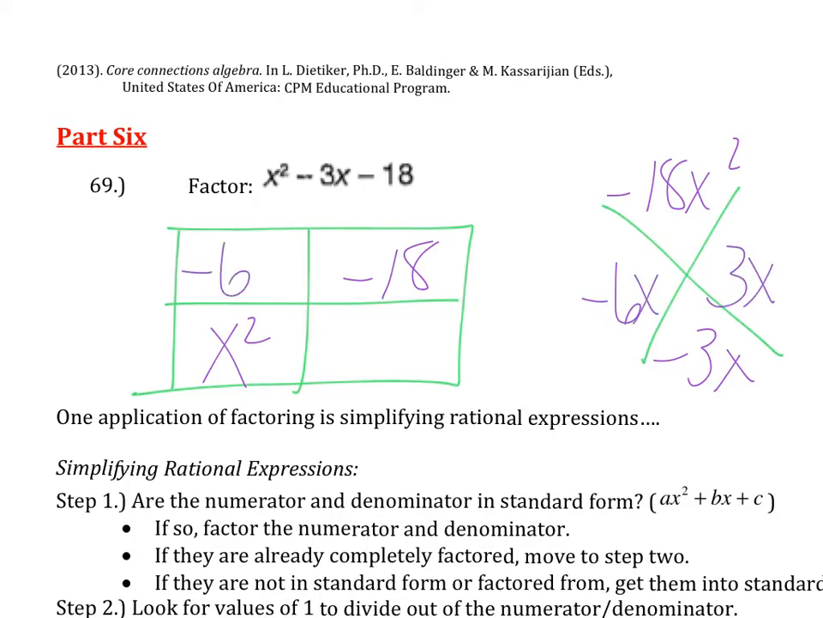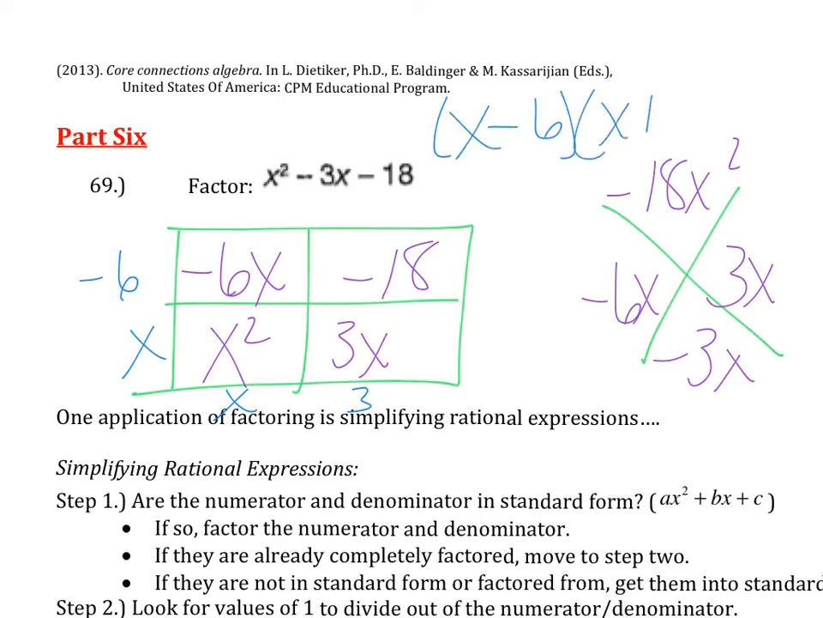So this is going to be negative 6x and 3x. We're going to plug them back into the rectangle, and then we are going to find what's going to be our greatest common factor, or the dimensions of our rectangle. So x squared minus 3x minus 18 is x minus 6 times x plus 3. So that would be the factored form.